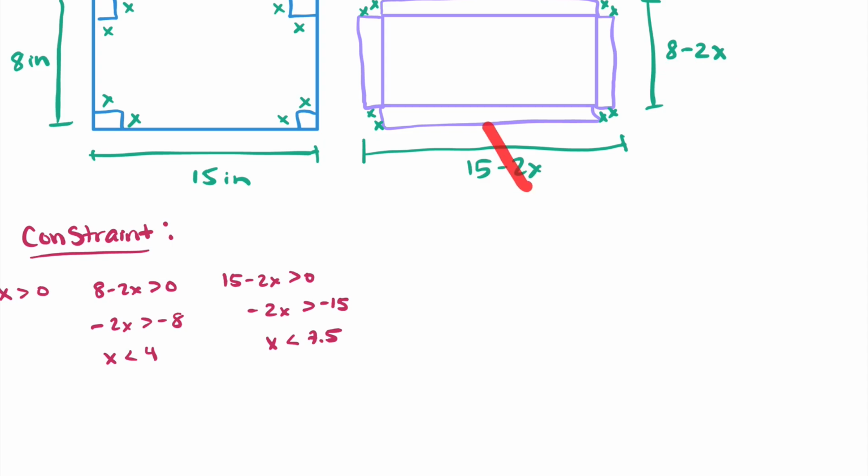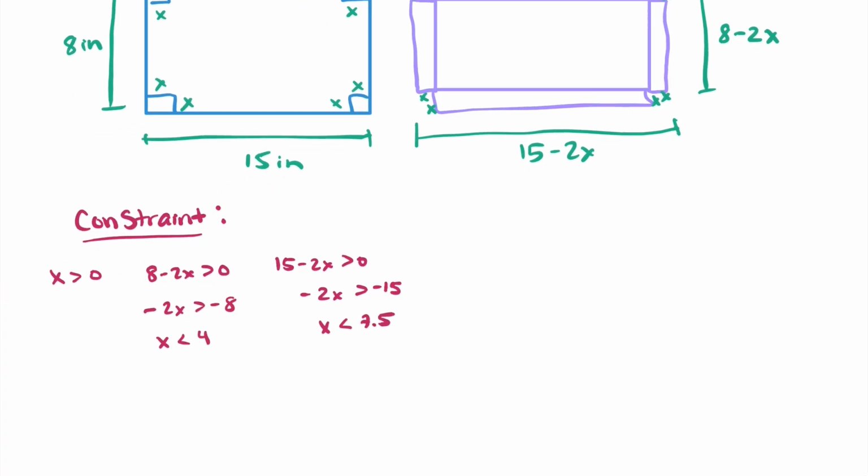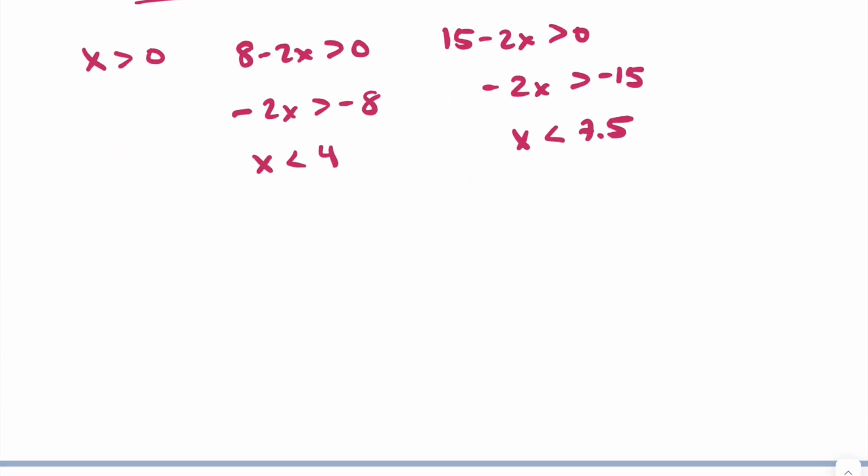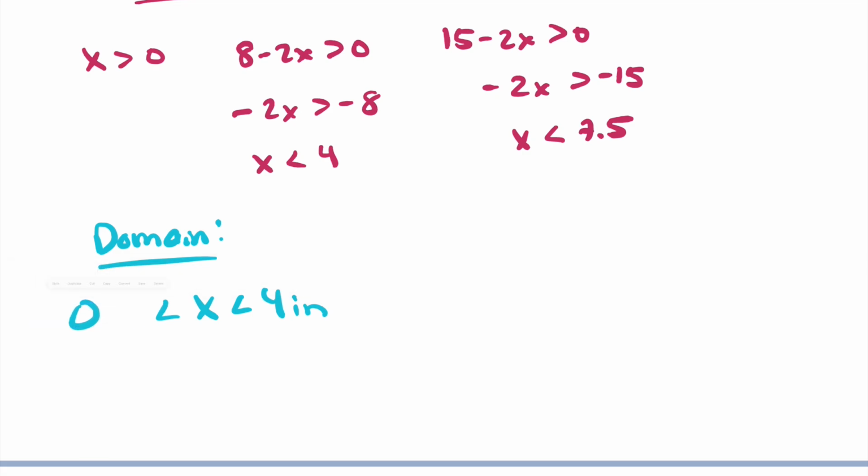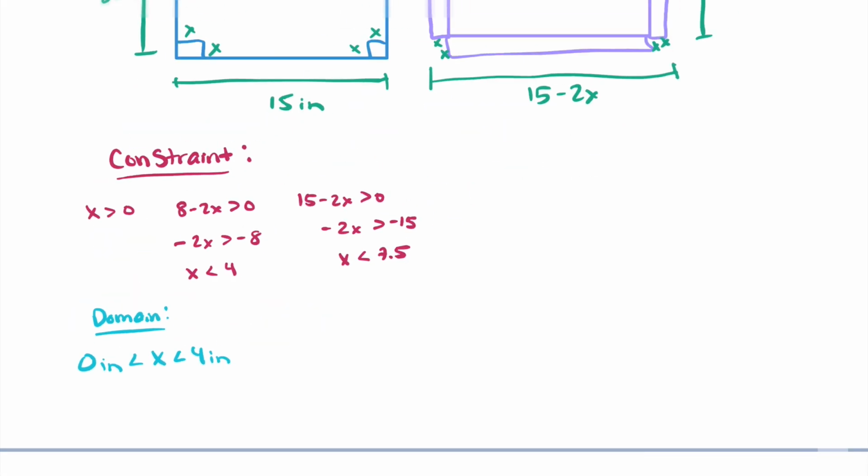So we have to ignore this restriction and focus solely on the most restrictive. The most restrictive is greater than 0 and less than 4, for what I'm cutting out. So I'm going to say that my domain of x's has to be 0 less than x less than 4 inches. 0 inches to 4 inches has to be my domain.